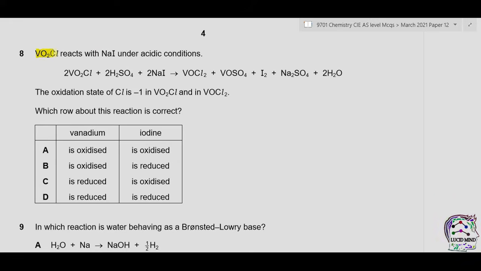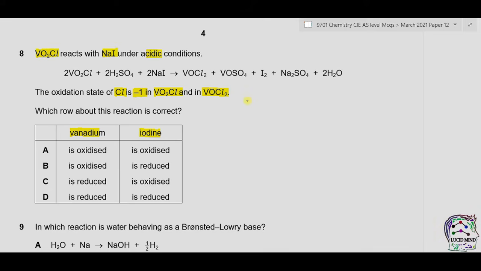Question 8. VO2Cl reacts with sodium iodide under acidic conditions. This is the equation. The oxidation state of Cl is -1 in VO2Cl and in VOCl2. Which row about this reaction is correct? You have to find whether vanadium is oxidized or reduced and whether iodine is oxidized or reduced. Let's find the oxidation state of vanadium and iodine in the given compounds.